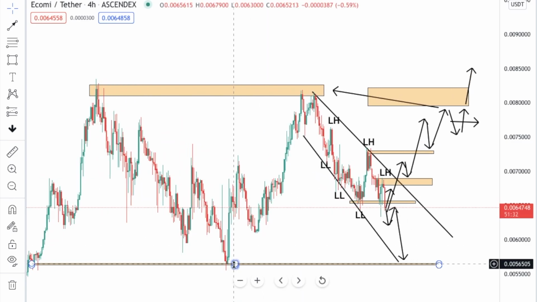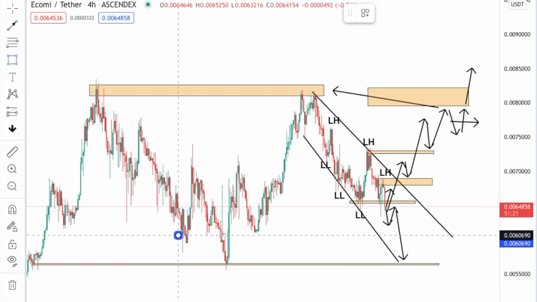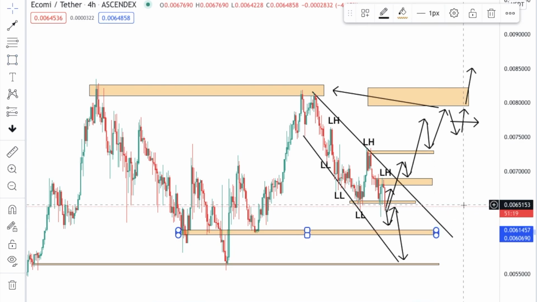I don't know if it's gonna break this structure below. Hypothetically, the way it looks, I don't think so. I think it's gonna fall just short or around that level before price does explode. Also put this into consideration. This is another level that you can absolutely look to take profit.